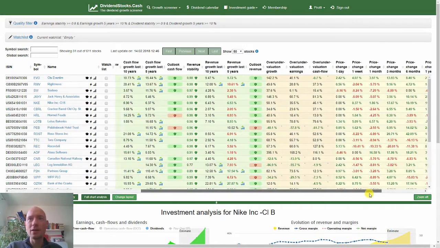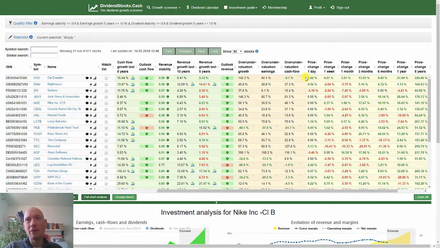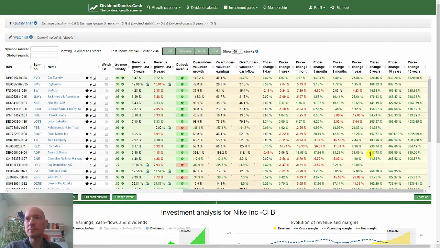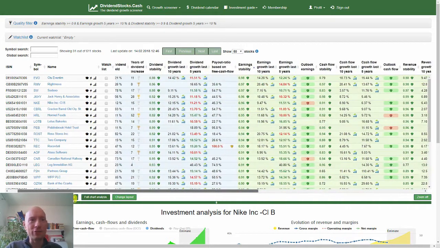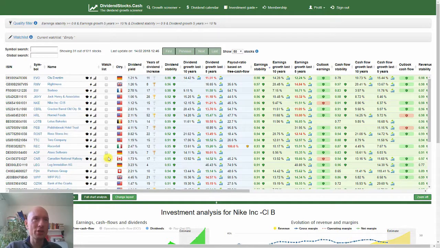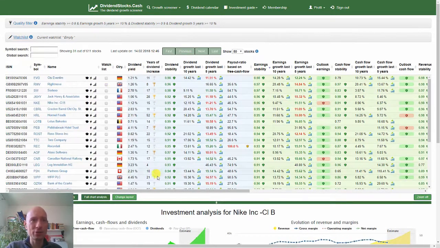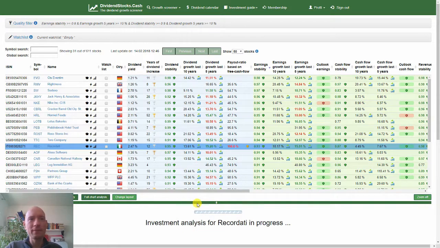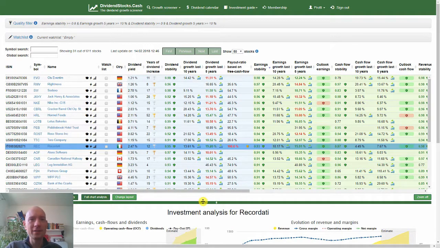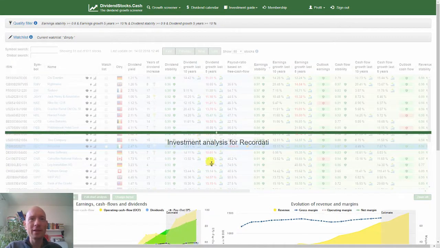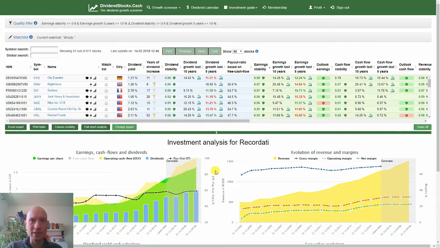And we have fair value calculations, I will show you. We have the price change up to 15 years here for the stock. If you like a stock, then you can add it to your watch list, and then you can filter by watch list here. You can create as many watch lists as you want. And finally, let's choose any stock like this one. This is an Italian stock company. And I show you what you can see in detail here.